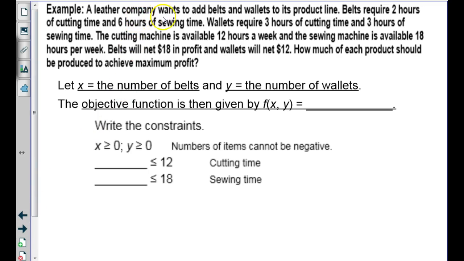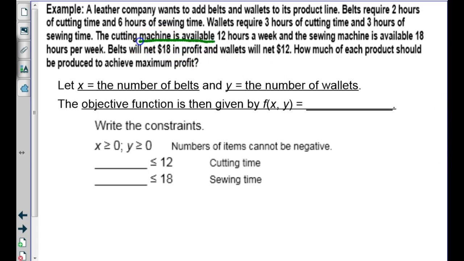All right, it says a leather company wants to add belts and wallets to its current production line. Belts require 2 hours of cutting time and 6 hours of sewing time. Wallets require 3 hours of cutting time and 3 hours of sewing time. The cutting machine is available 12 hours a week. Okay.